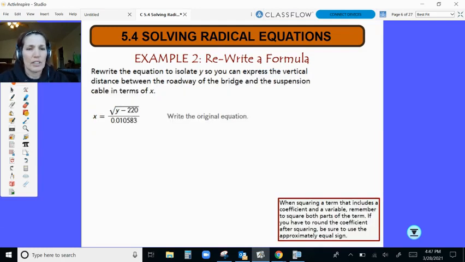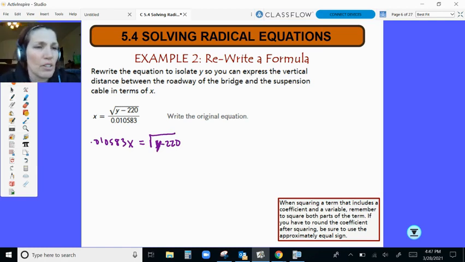We're going to plug in. And first of all, what they want us to do is solve for y first. So I'm going to multiply both sides by this 0.010583. So that will become 0.010583 x equals the square root of y minus 220. Sorry about that. And now to continue to solve for y, we're going to square both sides.